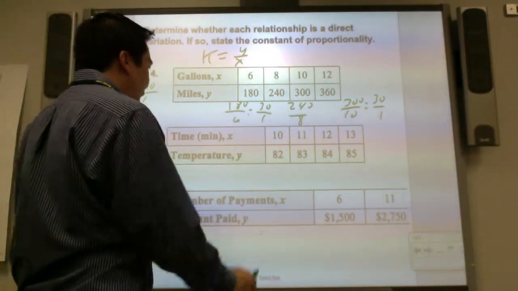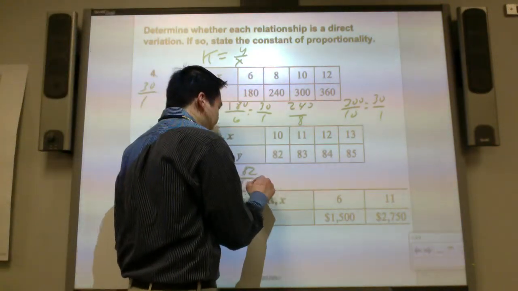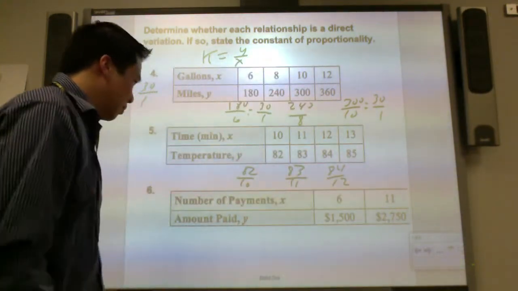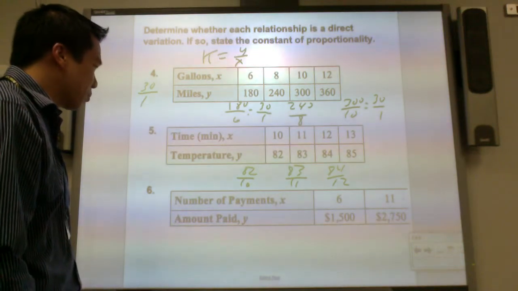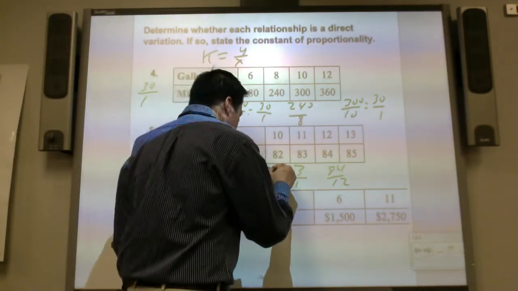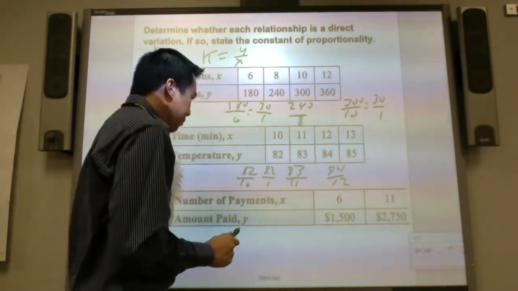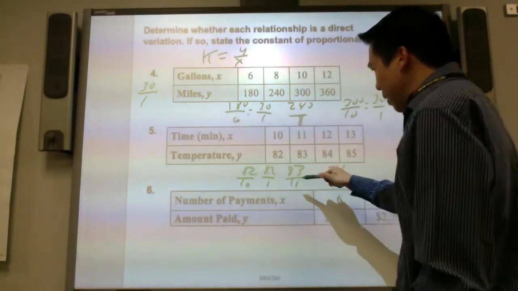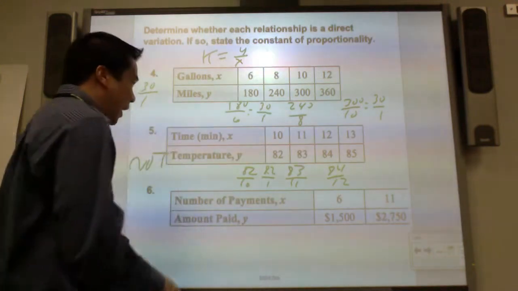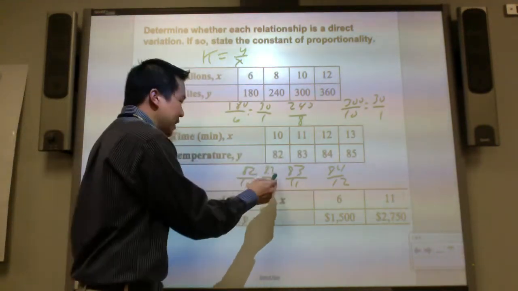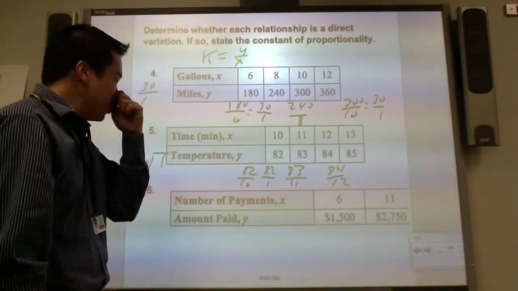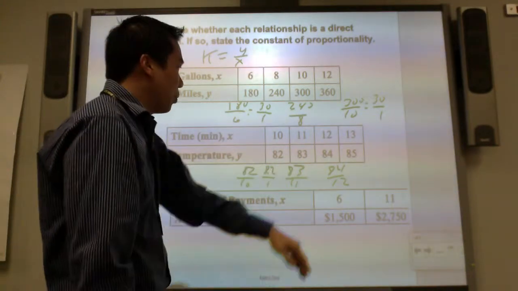Number 5, how is 82 related to 10? 83 related to 11, 84 related to 12. I don't think they're related. If you divide both of these numbers, it'd be 8.2 divided by 10, 8.2 for 1. And I know if I divide both of these numbers, it's not going to be 8.2. So they are not related at all. If you broke down 82 over 10, and you broke down 83 over 11, they will not share the same ratio. So they are not related.